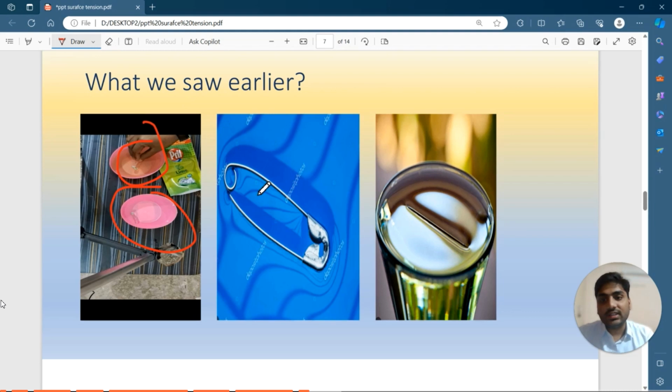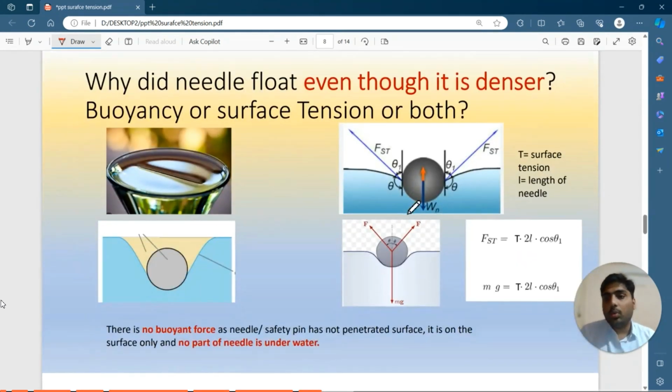So we can say that the safety pin and needle both are floating due to the same reason. Just for simplicity, we will draw the free body diagram of the needle. It is much easier to understand than the safety pin. So we will use the needle to explain what happened to the safety pin. Let's see why the needle floats even though it is denser. The density of iron is obviously much more than the density of water, but it floats. Is it because of buoyancy or surface tension or both?